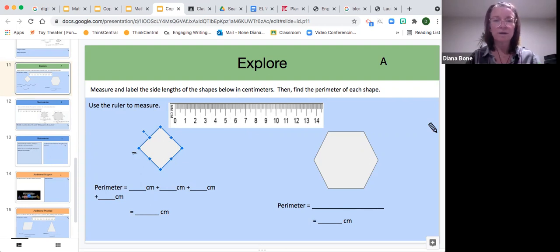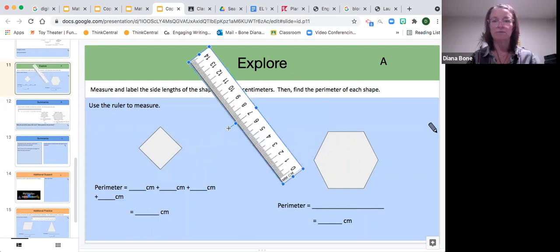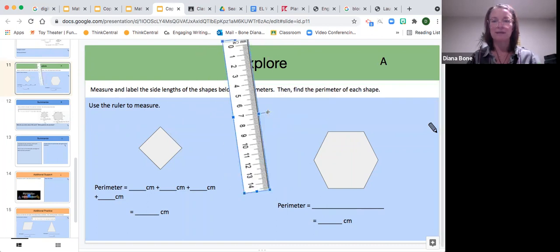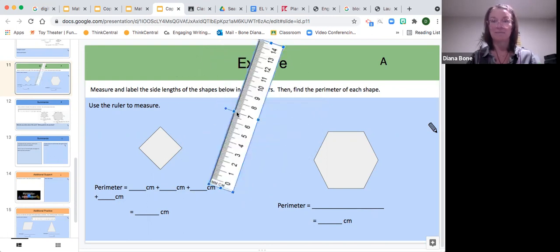So we're going to need to measure the sides of this square here. I know it's a square because it has four equal sides and four right angles. So I'm going to click on my ruler. And if you can see on my screen, there's this little blue ball hanging out up top. If I click on that blue ball and spin around, I can move this ruler and rotate it however I like.